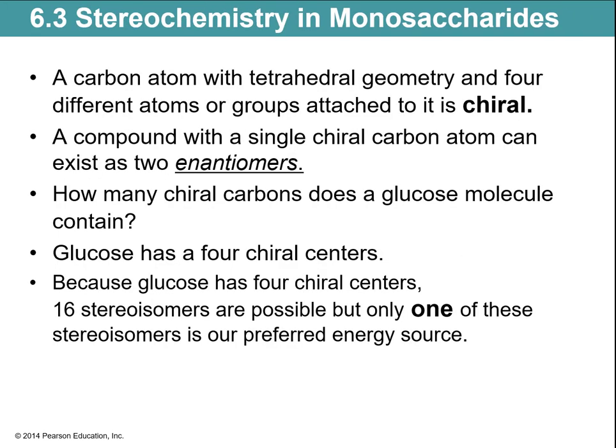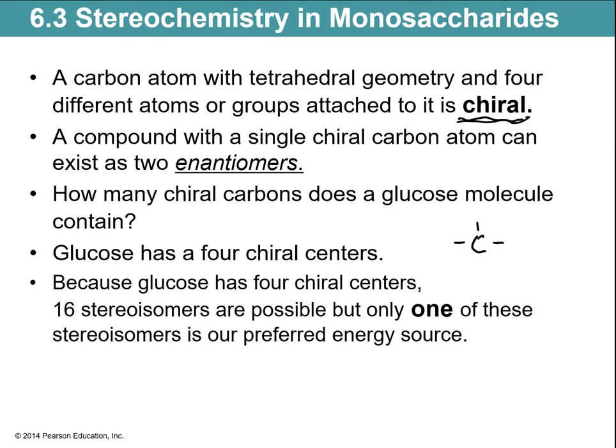So we'll talk about some of the different ones. But one last thing about sugars is that sugars have chiral carbons. So you've got to remember back to chapter 4 when we talked about a chiral carbon. Chiral carbons have two characteristics. One thing is it's a carbon with what?